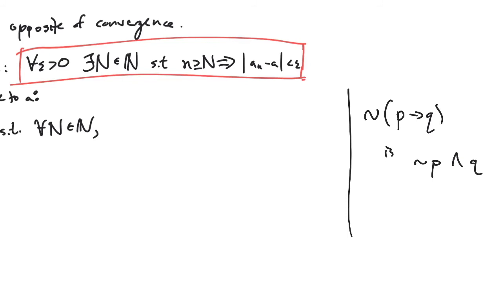Although I don't usually think of it that way. I think of it this way: P implies Q means if P is true, then Q is true. The opposite of that would be that P is not true, but Q still is true. Is that right? No, I got this backwards. Sorry, it should be P and not Q.